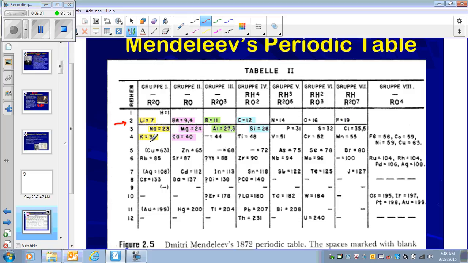If you look at the periodic table, I suggest you have a periodic table in front of you. If you pull it out, you will see that the elements are arranged by their properties in the rows, in the periods. And then you will also see that there are spaces that are blank. When these spaces are blank, that means these elements were not known at that time.